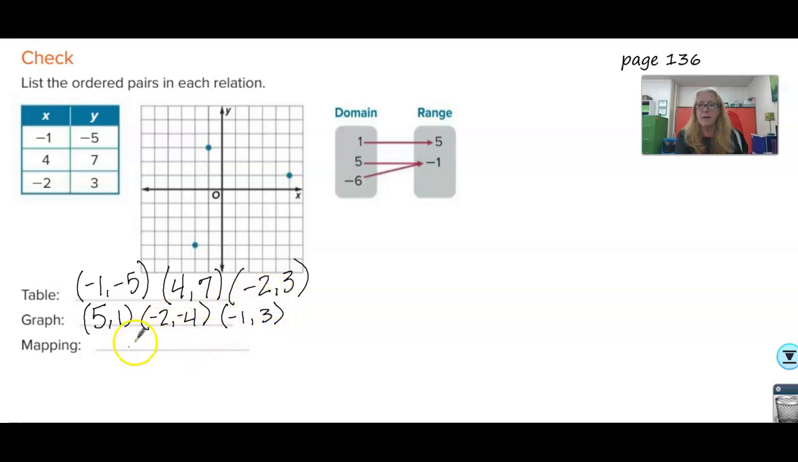Okay. In the mapping diagram, we have point 1, 5. 1 maps to 5. And then 5 maps to -1. And -6 also maps to -1. That's what you do for those. Pretty easy so far, right?